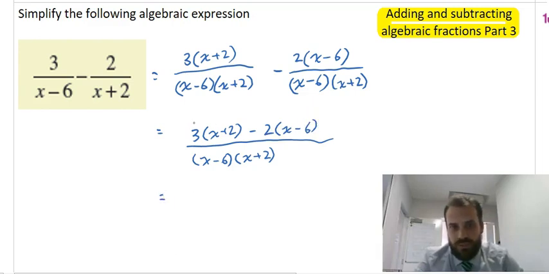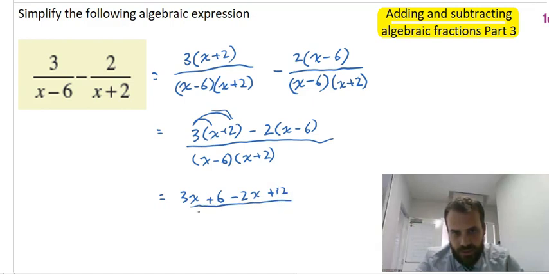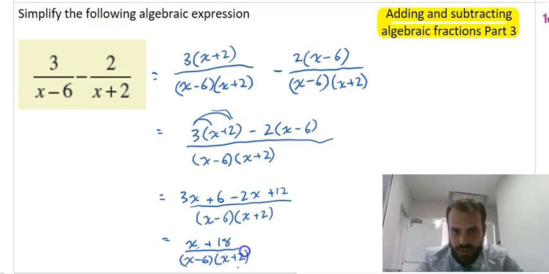Now I can expand this top, so 3x. 3 times 2 is 6. Now careful here. This is minus 2 times x, minus 2x, minus 2 times minus 6, positive 12. All of that is still over our denominator. And then, group like terms, 3x minus 2x is just x, and 6 plus 12 is positive 18. All over x minus 6, x plus 2.